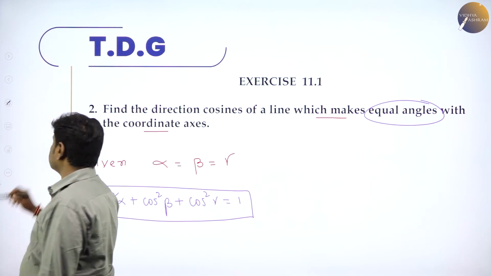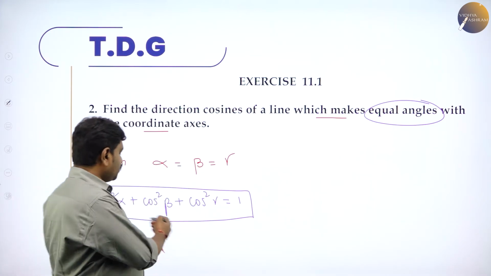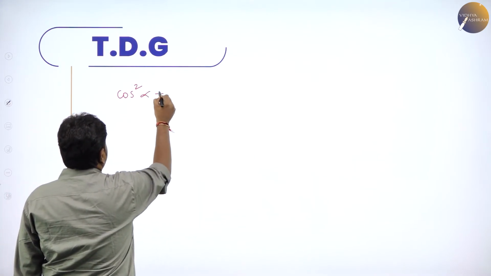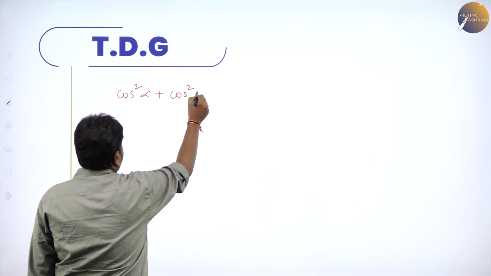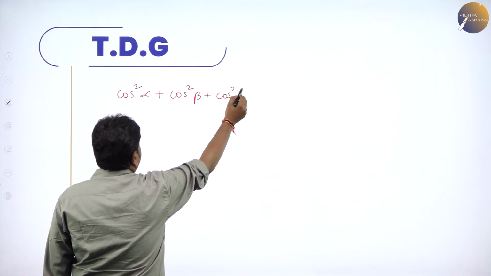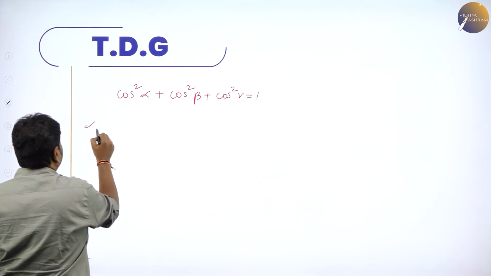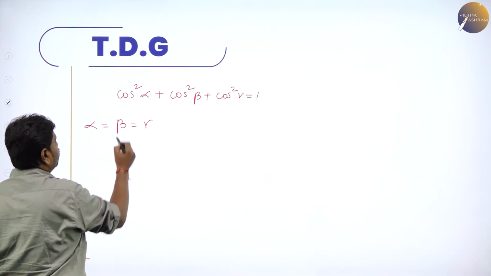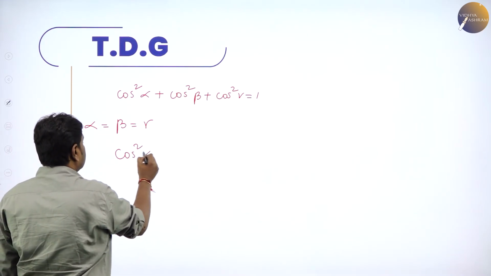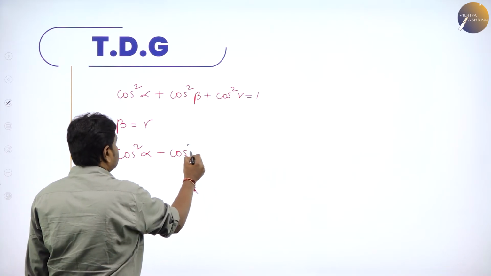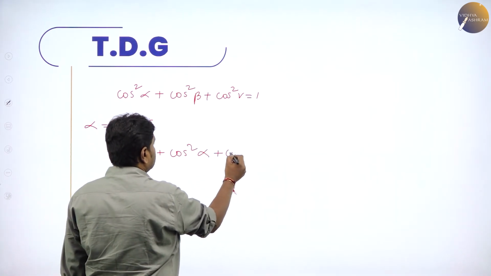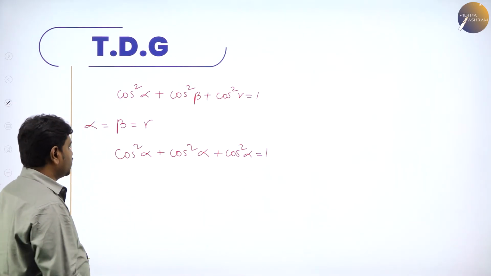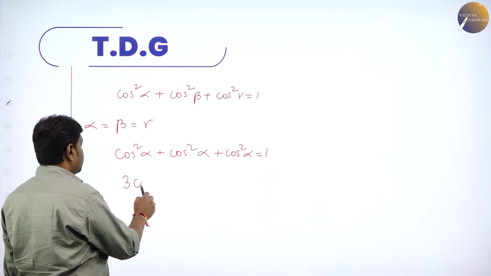So dear students, now we go ahead with the relation. cos square alpha plus cos square beta plus cos square gamma is exactly 1. And you know alpha, beta, gamma are given equal: alpha equal to beta equal to gamma. So instead of beta and gamma I put alpha. I'll write cos square alpha plus cos square alpha plus cos square alpha equal to 1. That is 3 times cos square alpha.